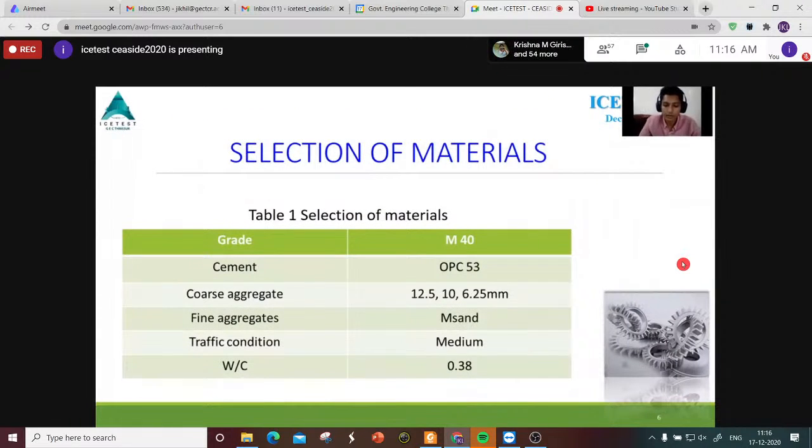Selection of materials. The materials are selected based on careful observation and study of properties. The raw materials selected for the mix design are cement of grade OPC 53, coarse aggregate of size 12.5 mm, 10 mm and 6.25 mm. Fine aggregate is selected as M sand. Traffic condition as medium, for which the grade of design will be M40. Water cement ratio is selected as 0.38 based on IRC SP 63-2004.